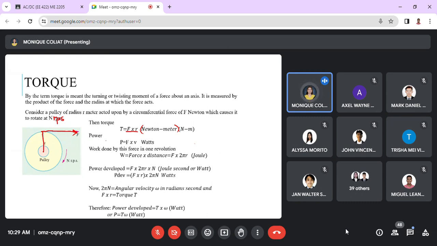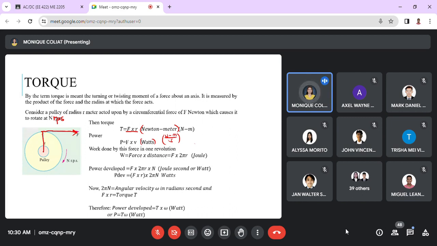Next is power. To get the power, we have P equals force times velocity. And that is in terms of watts. Because watts is equivalent to Newton meter per second. Force times velocity is Newton meter per second. That's why it is also the unit for power, Newton meter per second.